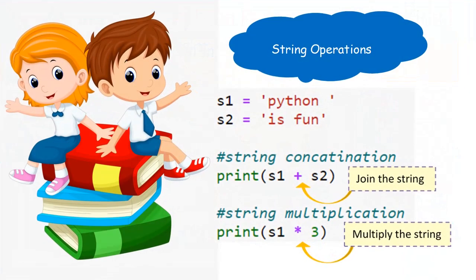String operations. Plus sign is used to concatenate two strings and multiplication sign is used to repeat the same string. Python is stored in S1 string and isFun is stored in S2 string. When we want to join two strings, then we will use S1 plus S2. So output will be Python isFun. And if we want to multiply the Python word by 3 times, then we will use S1 into 3 so that we can see Python word appeared 3 times.